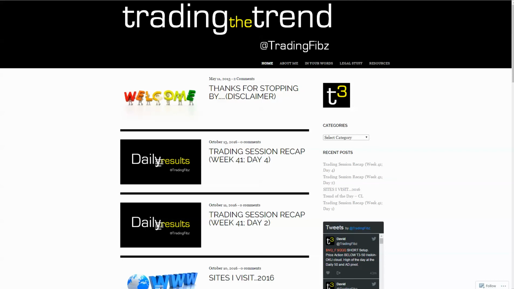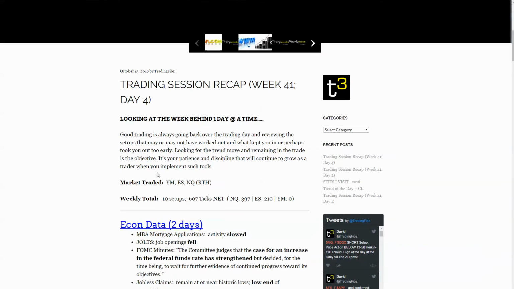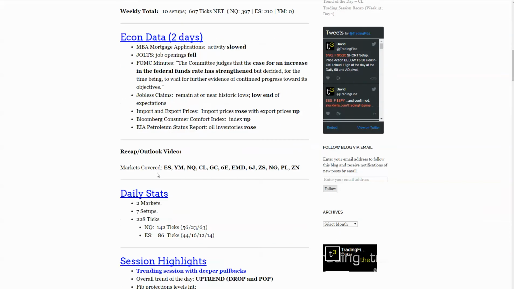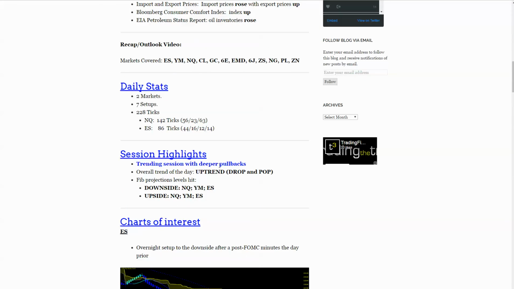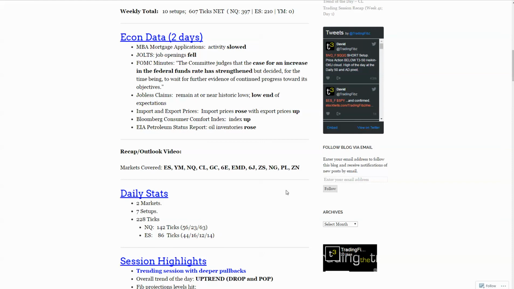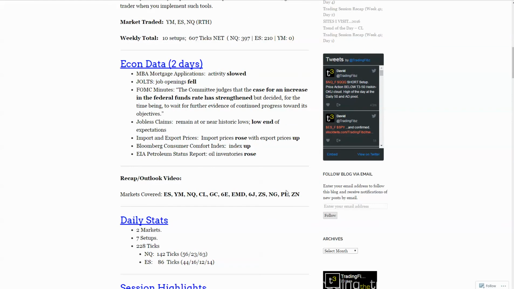Day number 4, post FOMC results, and not too bad today. Trading only on the NQ and the YM. NQ with a total of 142, ES 86 ticks. A couple of nice runs there. A little struggle today as price action had deeper pullbacks than usual, not allowing me to stay completely in the trend, but again, taking the probability of the setup to the upside.